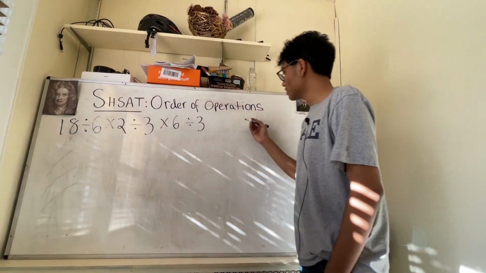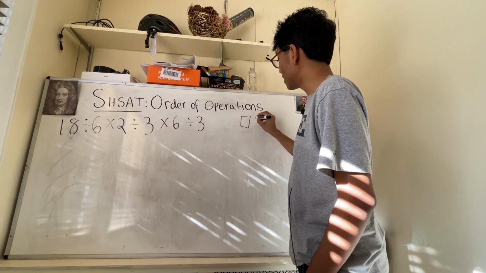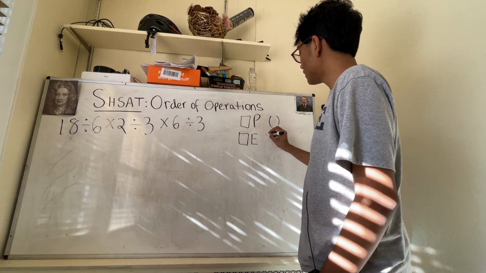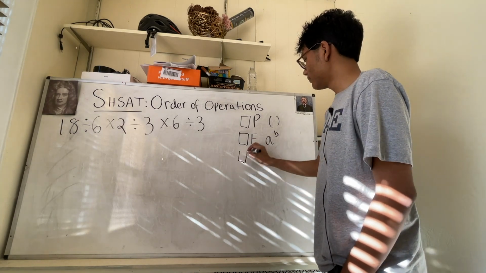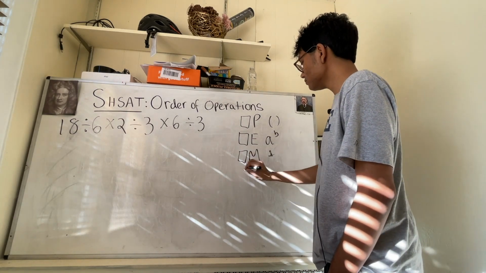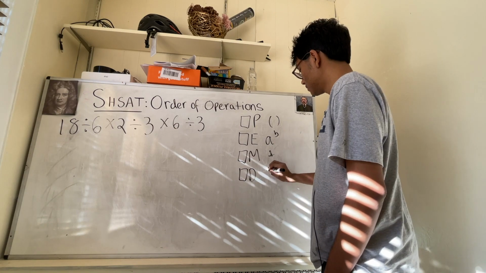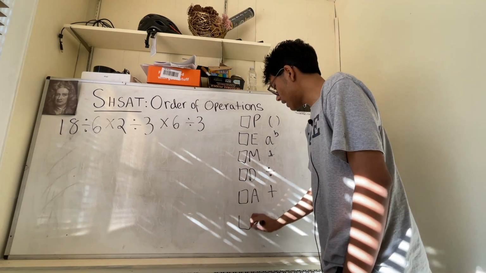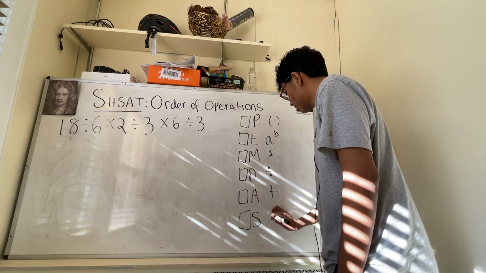So how are we going to do this? Well, again, follow the steps of PEMDAS. P for parentheses, E for exponents, M for multiplication, D for division, A for addition, and finally S for subtraction.